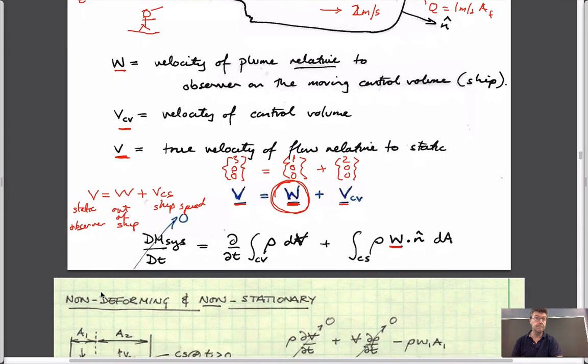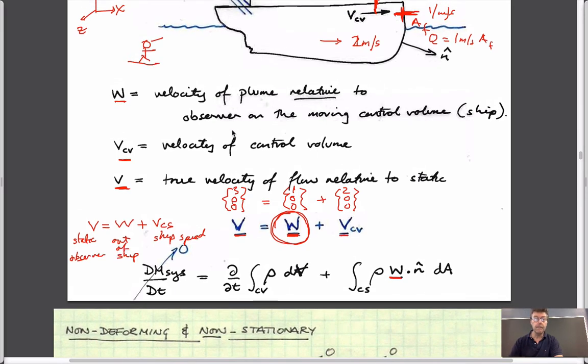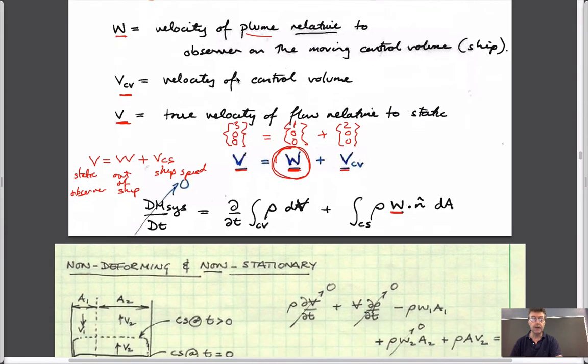Yes? I'm sorry, what is the word that's with the W equals velocity? Out of ship. Oh, no, up here. Like this one? Stick figure. Stick figure? Where? Relative? Yeah, the word before relative. Velocity of plume. Plume. Yeah, sorry. Yeah. Well, yeah. My handwriting.